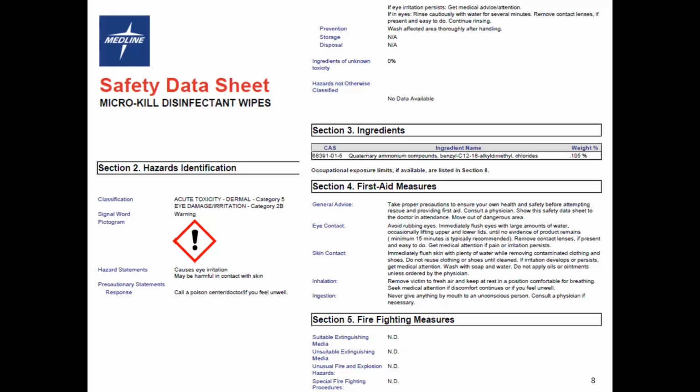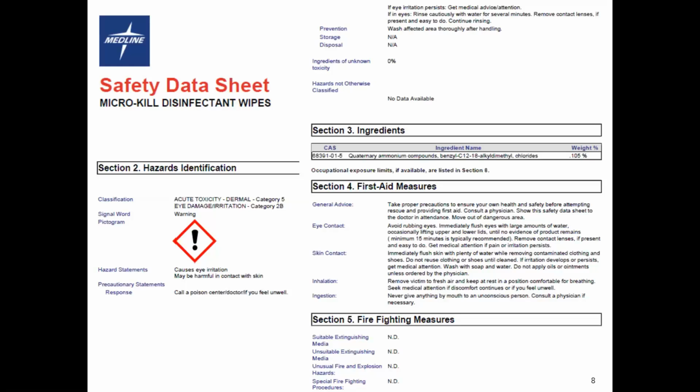Say for instance, you remember those wipes get really moist and juicy towards the end when there's only a couple of them left. There's a lot of that cleaning fluid. So what happens when you rip one out, you end up flinging it and it gets in your eyes or your patient's eyes? Remove contact lenses. If it comes in contact with your skin, immediately flush your skin with plenty of water while removing contaminated clothing. Don't reuse clothing or shoes until cleaned. If any irritation develops or persists, get medical attention. Don't put anything on it. So that's if it comes in contact with your skin.